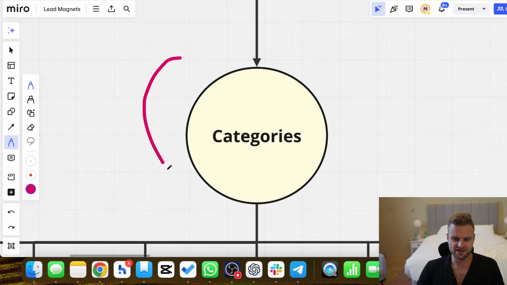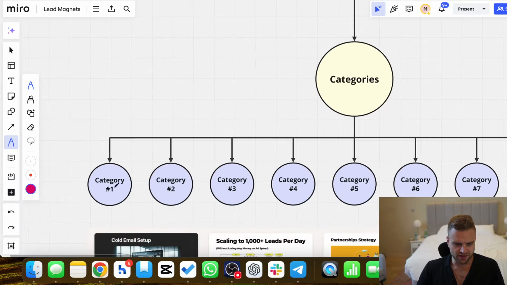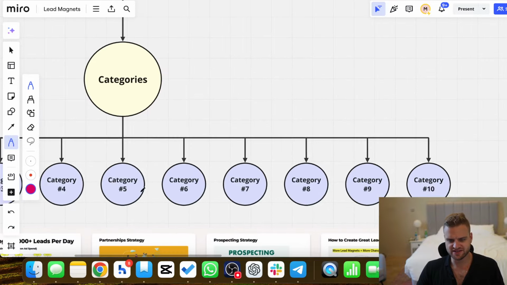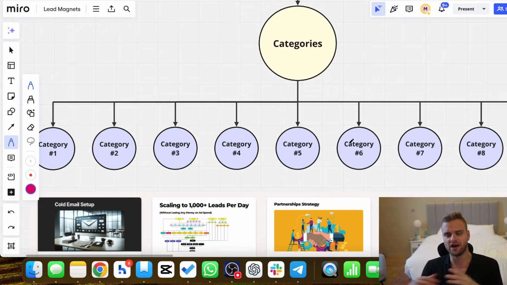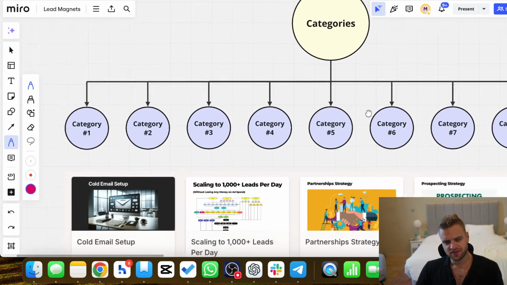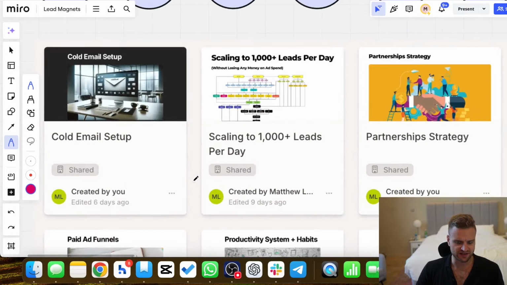So what I do is I break down my service into categories. So category 1, 2, 3, 4, 5, 6, 7, 8, 9, 10. However many there are. There could be 1, there could be 100, but hopefully there's not 100 because that's going to be a lot of lead magnets. So if you take my program, which is 1000x Leads, that's basically what I'm selling. I have different lead magnets for all of these categories.